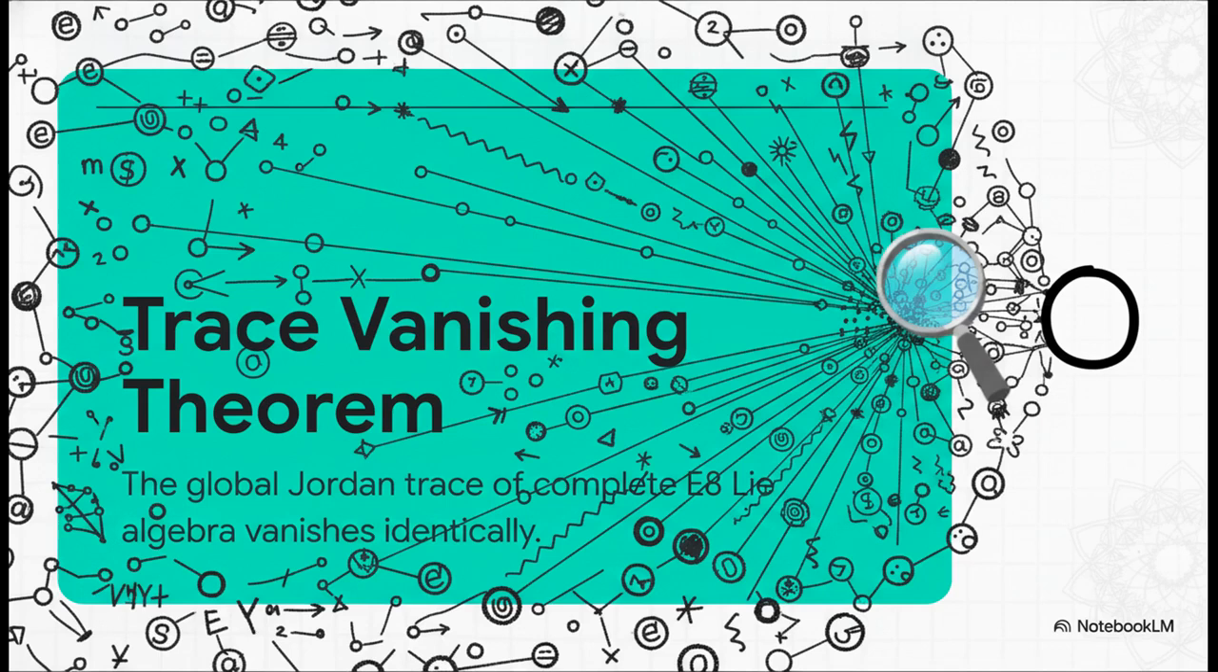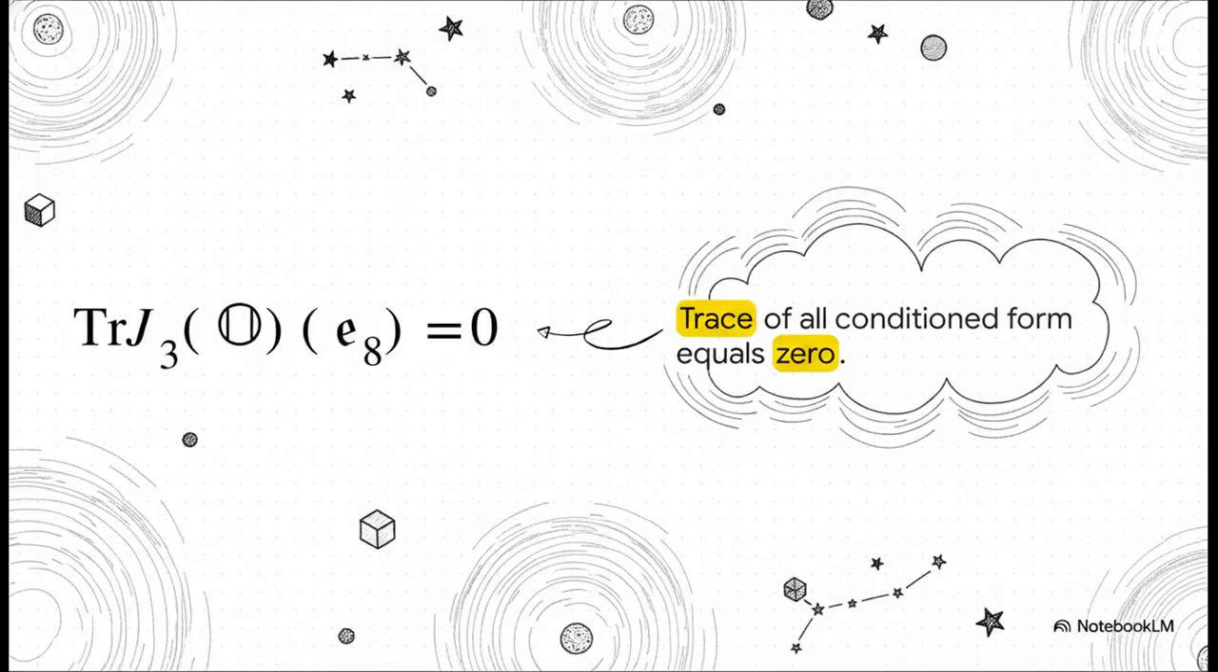This theorem proves that if you map out the entire conditioned structure across the exceptional Jordan algebra, the grand total is exactly zero. This equation right here is the proof. It essentially shows that all conditioned form cancels itself out. The total algebraic footprint of our entire physical universe on that unconditioned background substrate is completely non-existent.